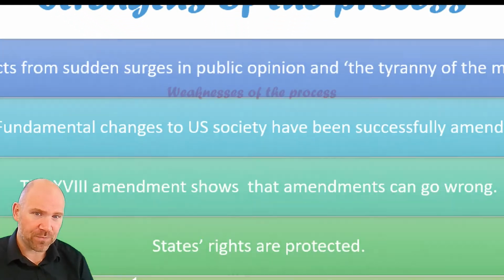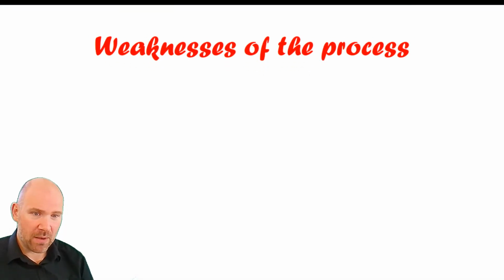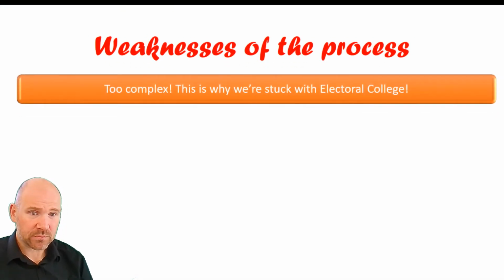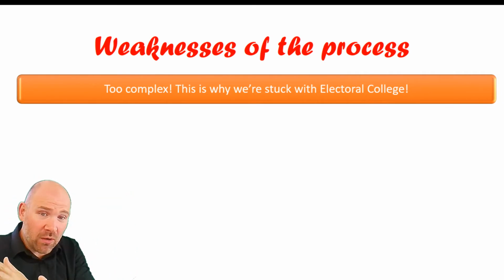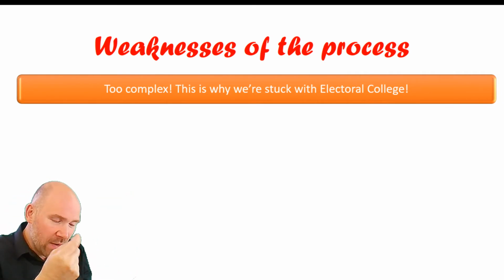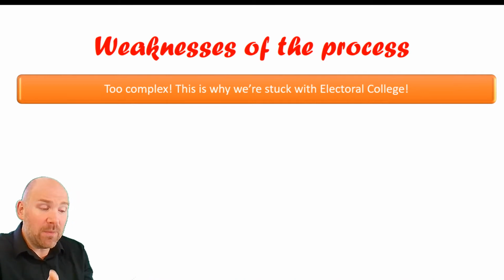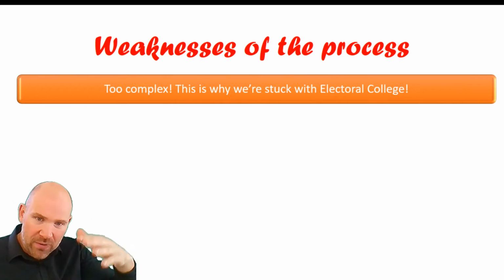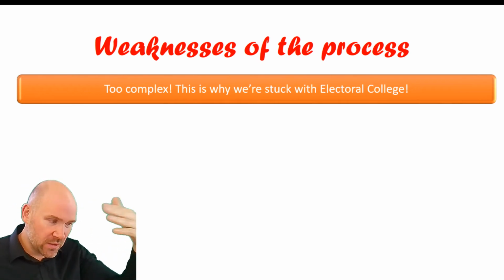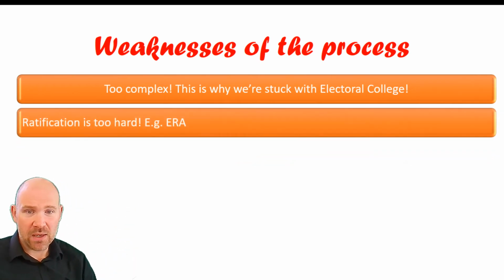Well, let's go the other way. What's not good about the process? Well, it's too complex. This is why we're stuck with the Electoral College. This is why we're stuck with the right to bear arms. Although if you're in favour of either of those things, maybe you'll argue this the other way. But there are things that many people would like to change about their country, but they can't because of these barriers that the supermajorities or the 3/4 of states things puts up.